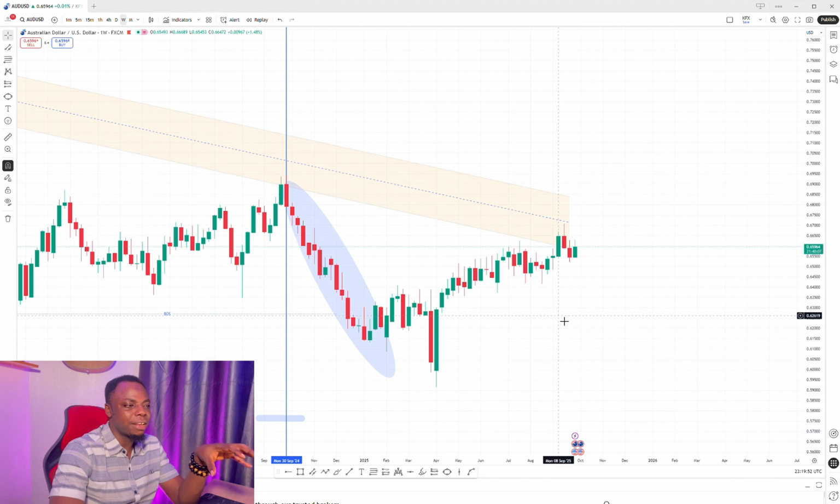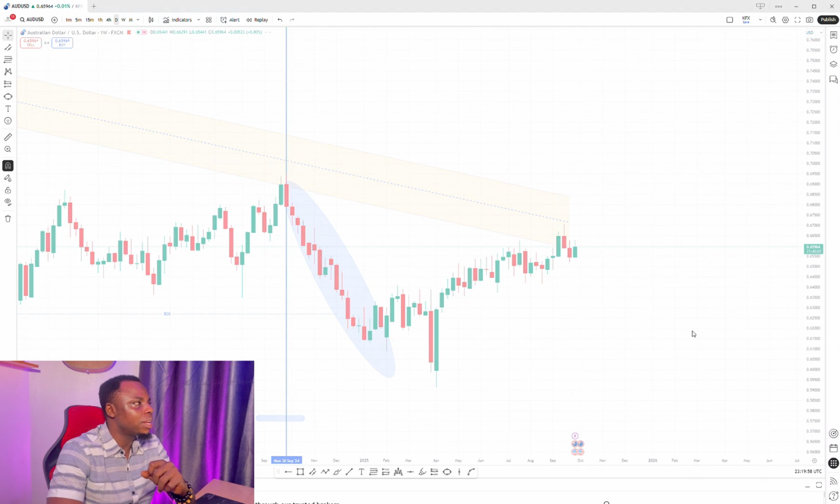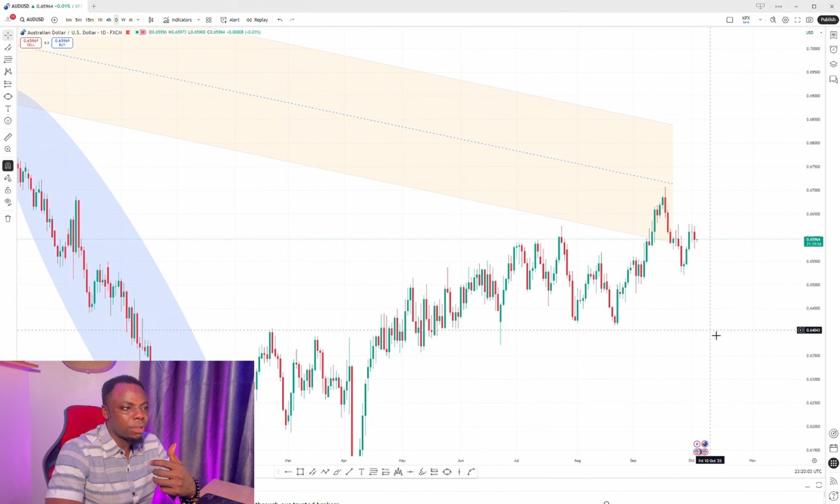We now need to go to lower time frame to take advantage of our pattern, something that we've trained our eyes to see in the market. Now let's go to daily time frame here. Now on the daily time frame, is the direction of the market also bearish? No. And that is why you need to understand your market structure very well.